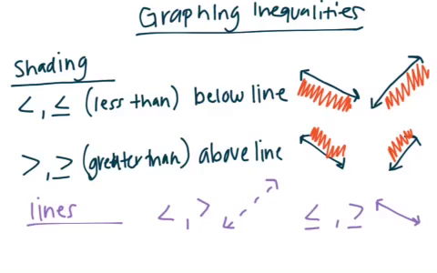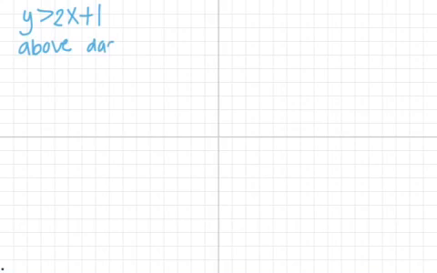Okay, so now we're going to do an example. So I'm going to go over to a graph, and we're going to graph the example y is greater than 2x plus 1. So I have the greater than sign, so I shade above, and it's going to be a dashed line because I don't have the equal to bar underneath the inequality.